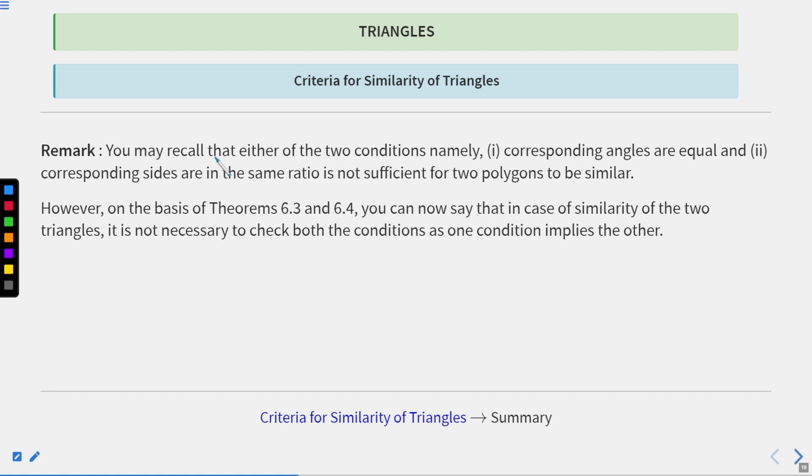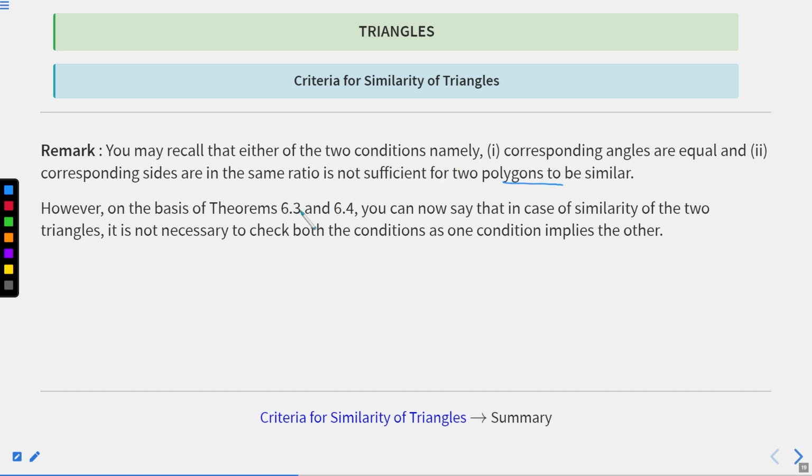And now here we have a remark. In this remark, it says to us, you may recall that either of two conditions, namely corresponding angles are equal and corresponding sides are in the same ratio, is not sufficient for two polygons to be similar. So the two conditions, corresponding angles equal and corresponding sides in the same ratio, are not sufficient for two polygons to be similar.